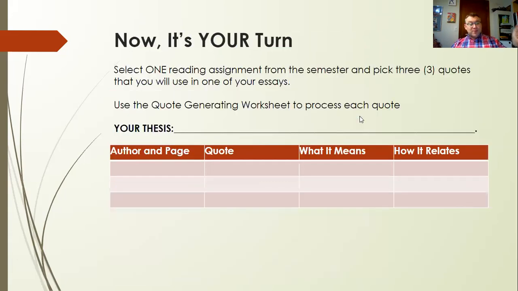So now it's your turn. What I'd like you to do is to find a reading assignment over the course of the semester and see if you can find 3 quotes that you're going to use in one of your essays. Remember, as you use the quote generating worksheet, you want to write your thesis down at the very top. It's super important that you do this because that's going to help you stay focused, right? You're not going to wander off onto the wrong topic. You'll think about your thesis and then what pieces of evidence from the text will help you make that thesis seem more valid, okay? So take some time, fill that out, and see how it goes, and then come back here.